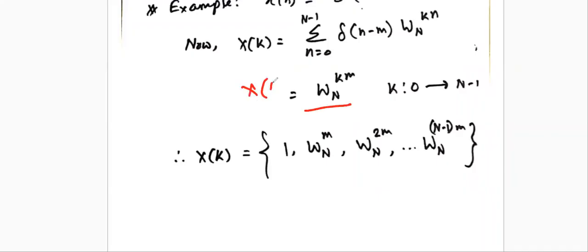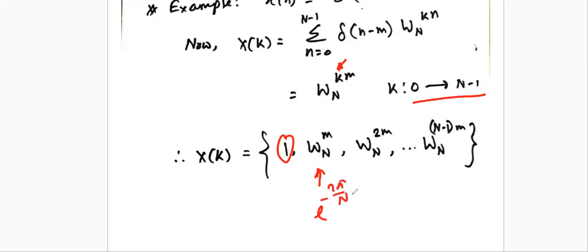So X[k] is equal to this. Now, how many samples do you have in k? We already mentioned that in general, that is from 0 to N minus 1. Now, putting in this value of k: if k is equal to 0, it gives the value 1. If k is equal to 1, this is W_N to the power m. What is W_N? This is e to the power minus 2 pi divided by N, times m, where m is a constant.